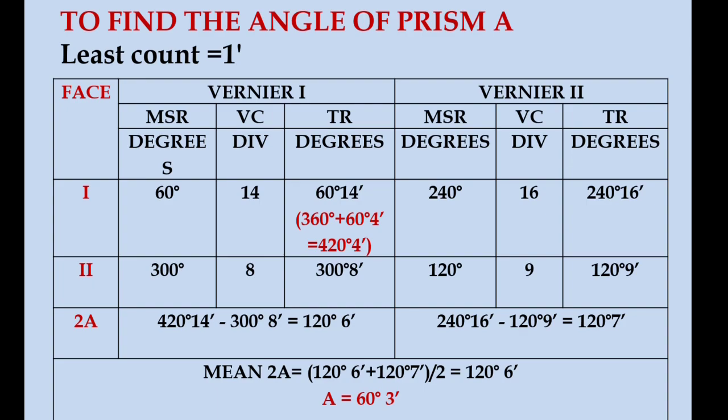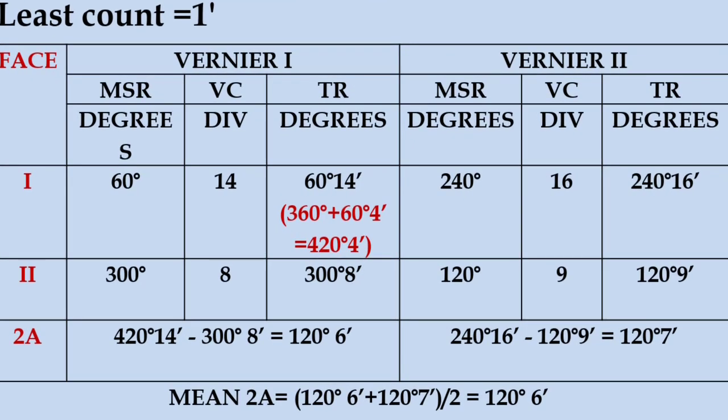Now we have to find 2A, that is the difference of the Vernier readings taken from phase 1 and phase 2. Look at the first reading, which is 60 degrees 14 minutes, and the second reading, which is 300 degrees 8 minutes. By looking at the readings itself, we can say the Vernier has gone through one rotation. That means it has gone through one additional 360 degrees. So for the first reading, which is highlighted in red, you have to add 360 degrees, since the Vernier has gone on one more rotation.